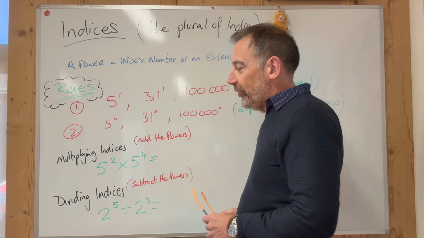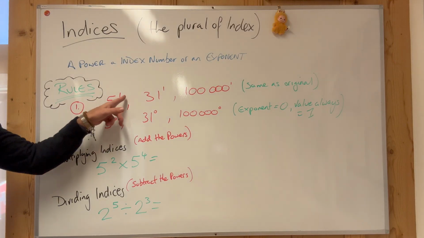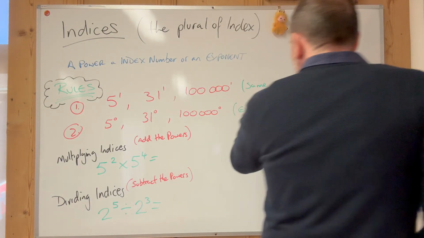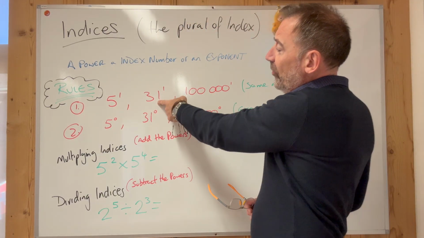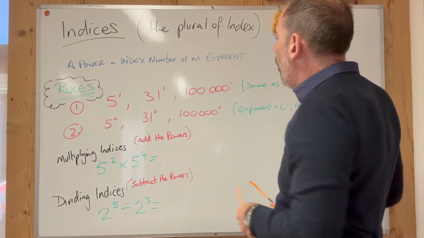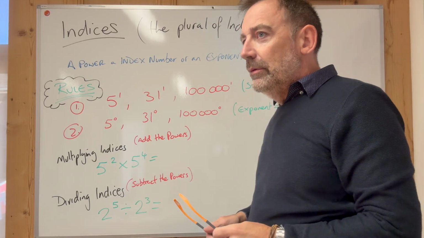There are some rules. If we have a number to the power 1, it will be the same as its original value. 5 to the power 1 obviously is 5. 31 to the power 1 is obviously 31. 100,000 to the power 1 would be 100,000.